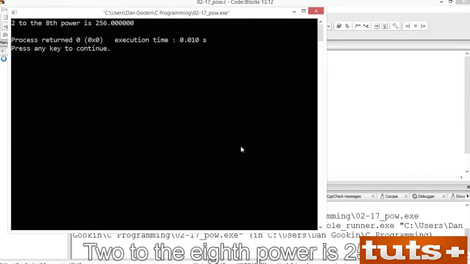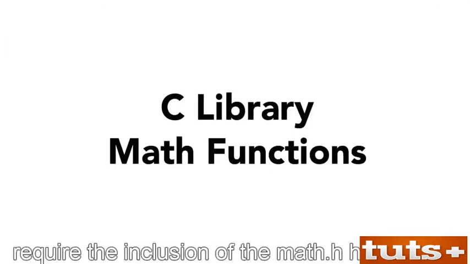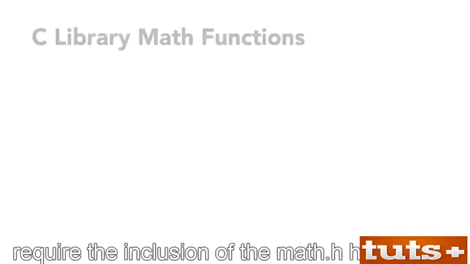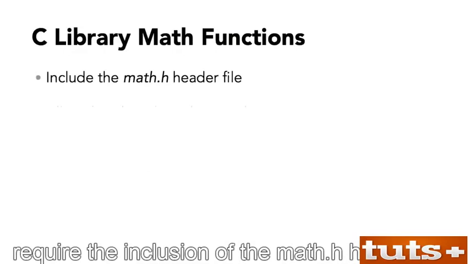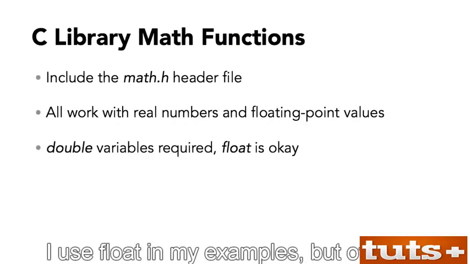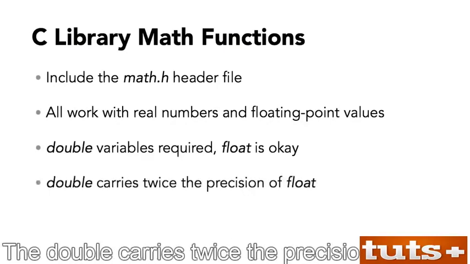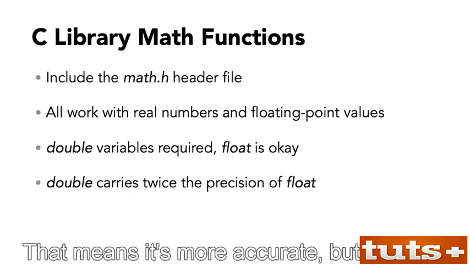Generally speaking, all C language math functions require the inclusion of the math.h header file. They all work with real numbers. I use float in my examples, but officially they should be double type variables. The double carries twice the precision of a float. That means it's more accurate, but it should really be used only when a greater degree of precision is required.